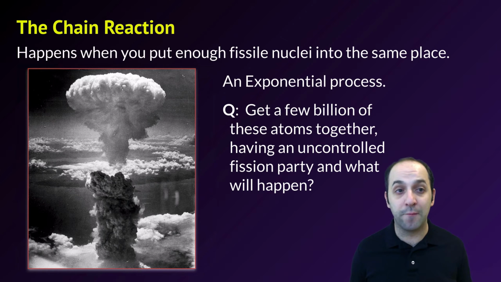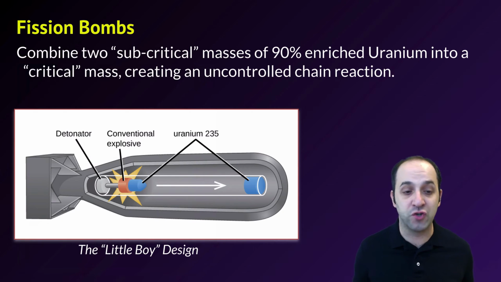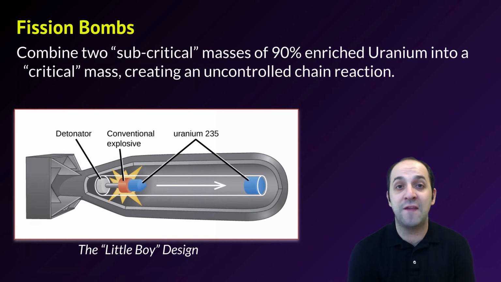Without getting too much into the fine details of weapon design, the way that a fission bomb typically works is that we take two smaller masses of what's called enriched uranium, uranium that's been treated so that there's a lot of the fissionable uranium-235 in the sample, and you combine those two subcritical masses into a critical mass, which is enough so that the uncontrolled fission reaction can occur, and within instants, you then have a nuclear explosion. So this is the design of the Little Boy weapon, which was the first weapon that was used at the end of World War II.